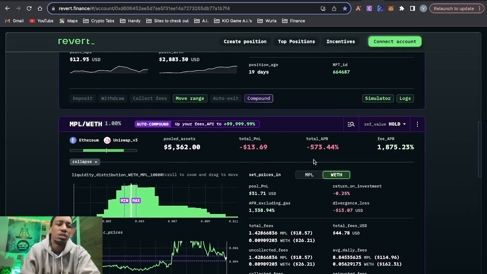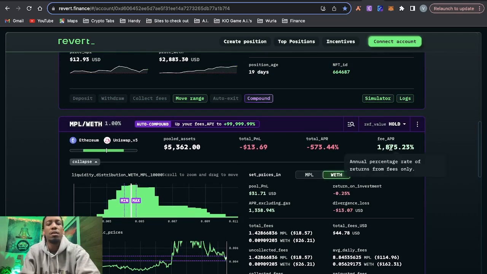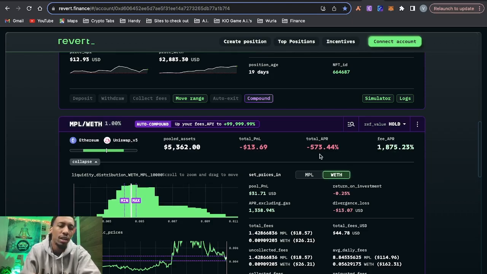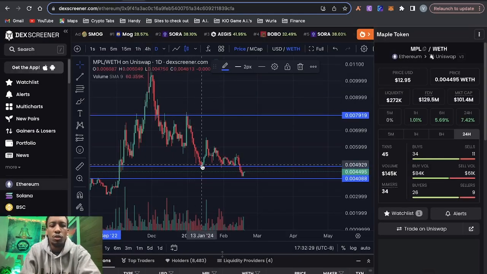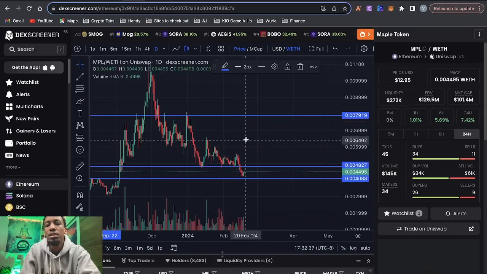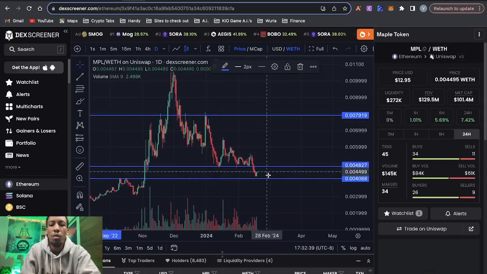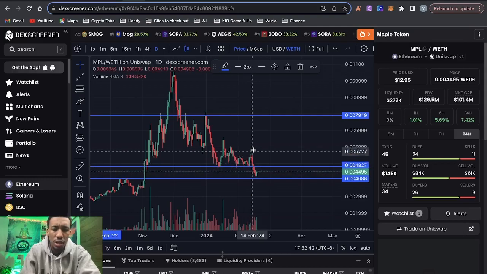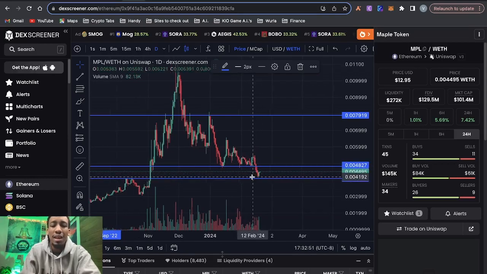And I imagine that once this starts to balance out, I'm probably going to be at around 1,000% APR for doing absolutely nothing. Just going back on here, that range is from this top blue line all the way to this bottom blue line here. So just a small range here. So both of my positions are within range. And for the small one, I like to follow it. Wherever the price of Maple ETH goes on this chart, I'm going to be a couple of percentage points, probably 10% above price, 10% below price, and just keep doing that.